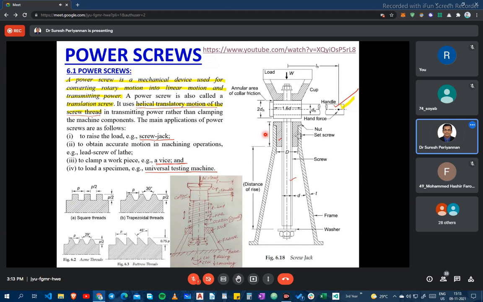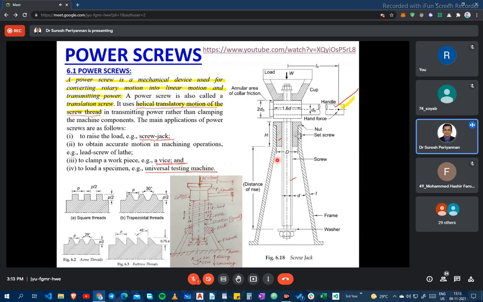The screw rotates in the bearing while the nut has axial motion. The lead screw of the lathe is an example of a power screw. And the second one, the lead screw, sorry, not the lead screw, the nut is kept constant. The lead screw moves in a linear direction, linear motion.